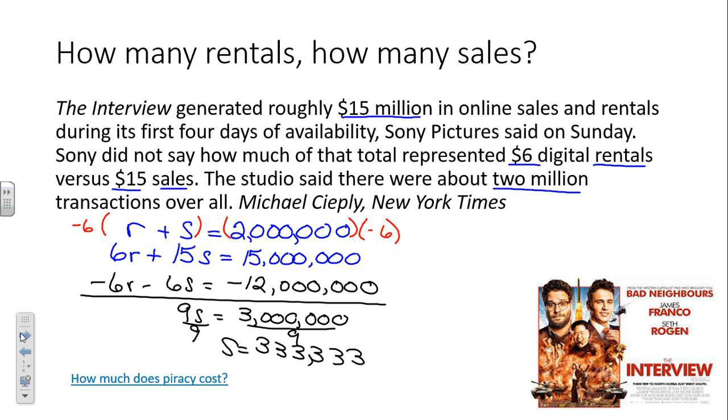So if there were 333,333 sales and 2 million total rentals plus sales, how many rentals would we have? This was 0.3 million. 2 million minus 0.3 million is 1.6 million, right? So my rentals is 1,666,667 if we round it. Okay? Make sense? Questions on this one?